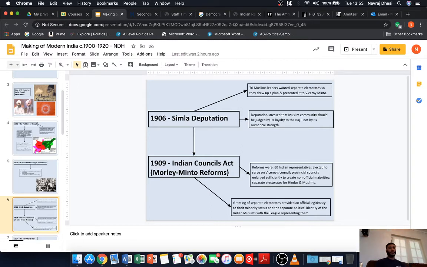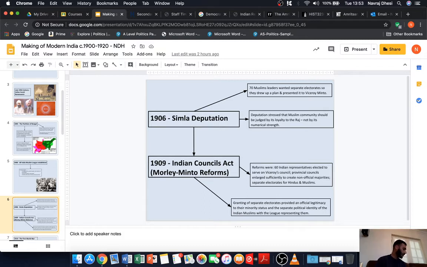So the deputation stressed that the Muslim community should be judged by its loyalty to the Raj, not by its numerical strength. Okay, so their loyalty to the British Raj should be taken into account, not the fact that it was a minority religious community within India.